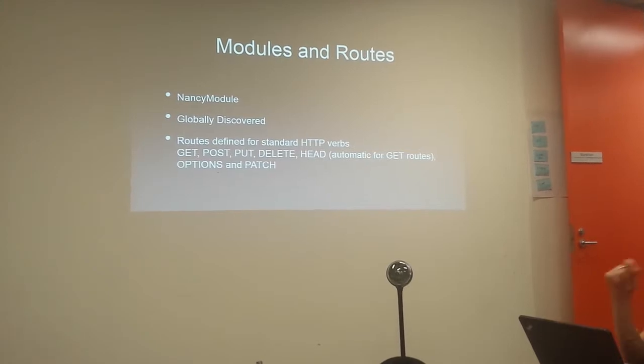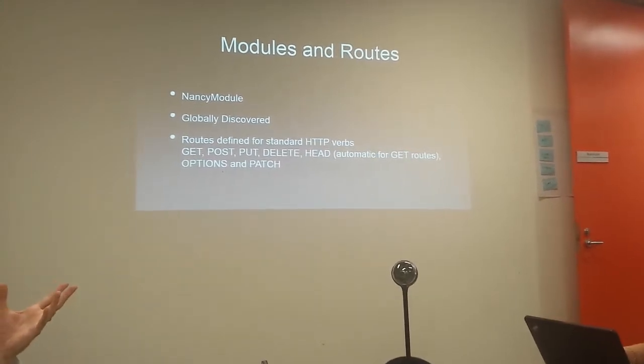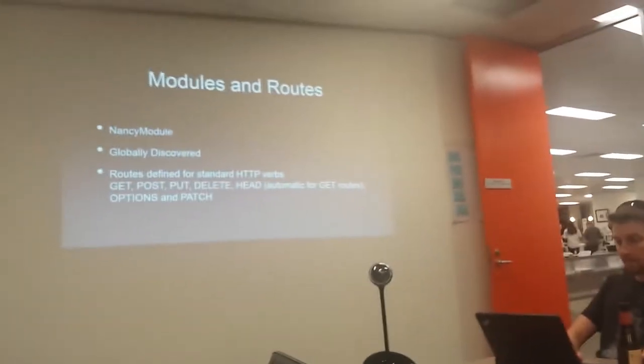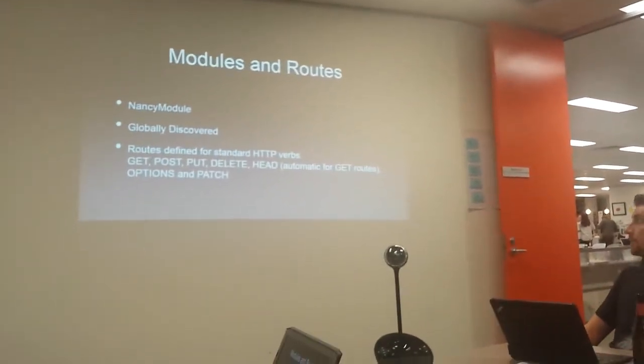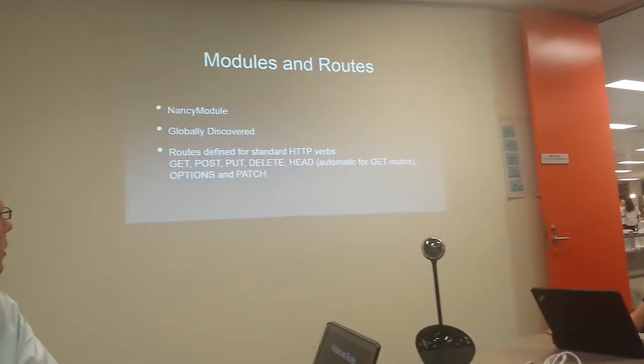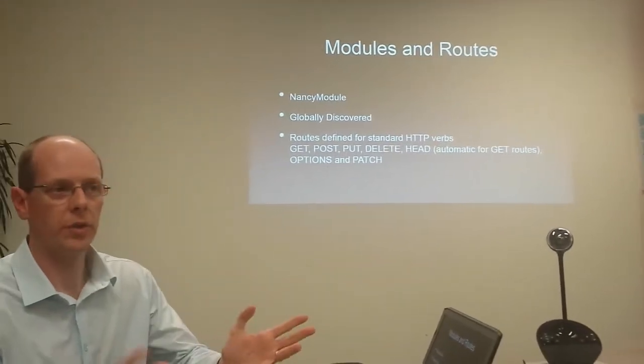So if I was changing a person, for instance, and I had a whole lot of fields and I only wanted to update their name, I could send a patch with just the name in the JSON object, and that would be it. Head is dealt with automatically for get routes, so you don't have to worry about that, though you can override that and provide your own if you wish as well. So it's fairly straightforward. We're good with that.